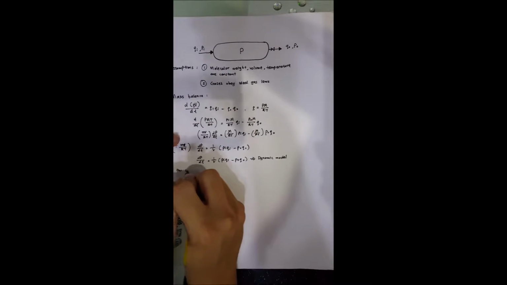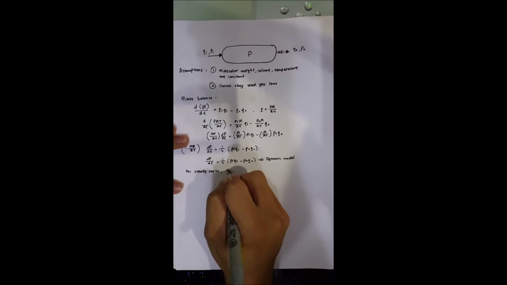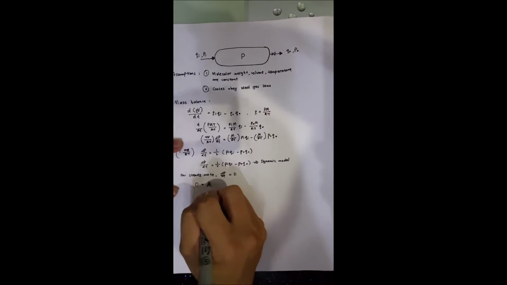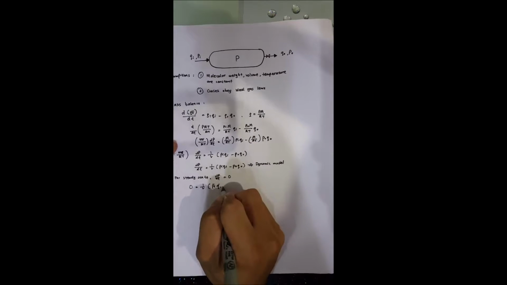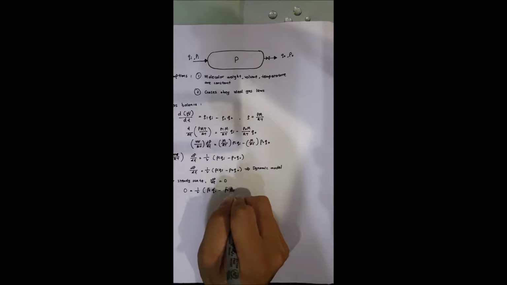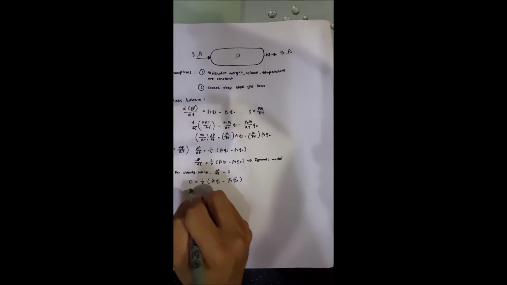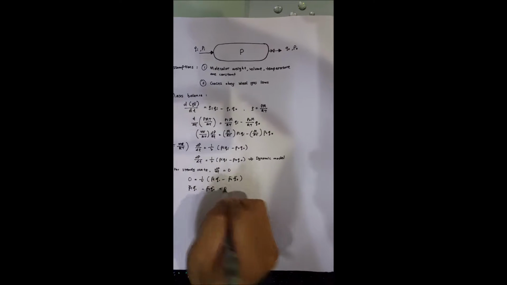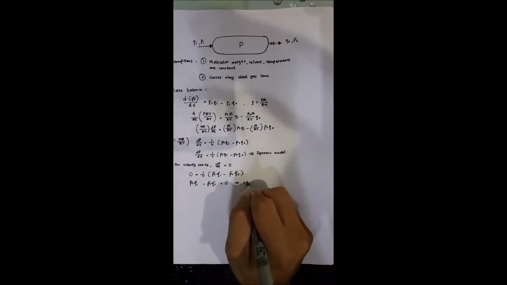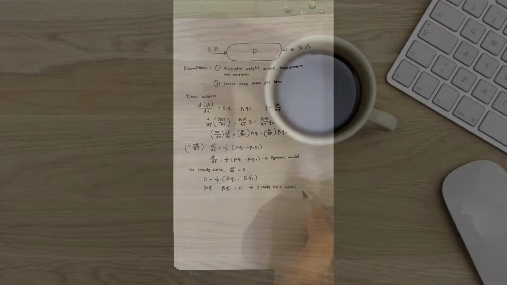So for steady state, the derivative of pressure with respect to time is equal to 0 in steady state. And so the pressure and the volumetric flow rate are also at steady state. And this is the steady state model that we get.